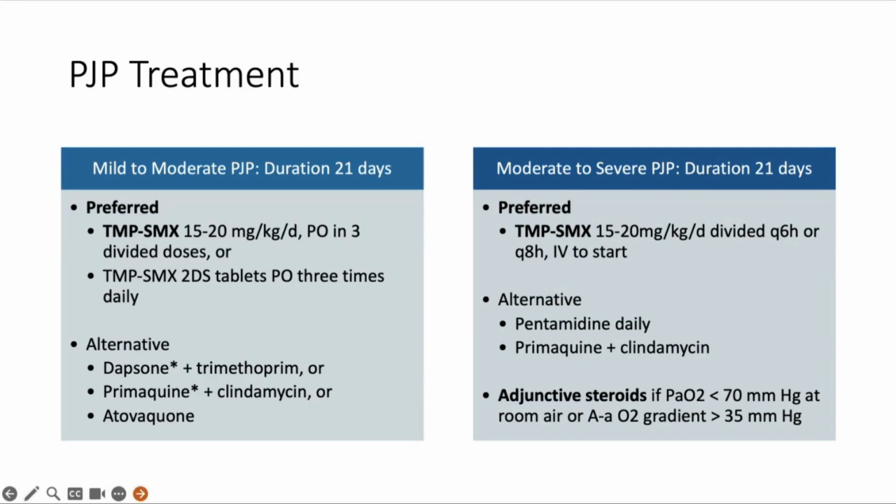This is the PJP treatment official recommendations. On the left is mild to moderate PJP, on the right is moderate to severe. The main difference is that the guidelines recommend starting with IV in people with moderate to severe disease, rather than the option for PO. And then you certainly add adjunctive steroids for hypoxia, as shown there.